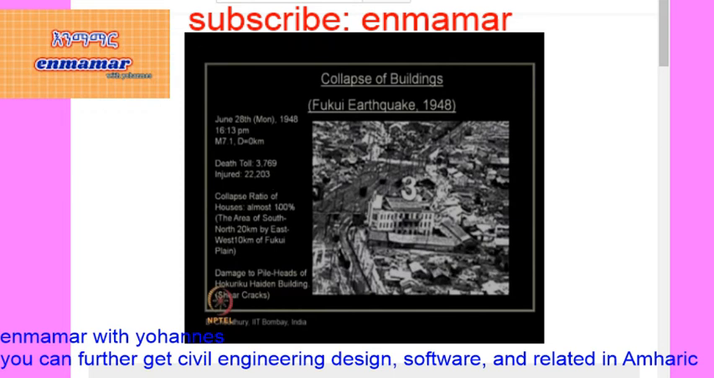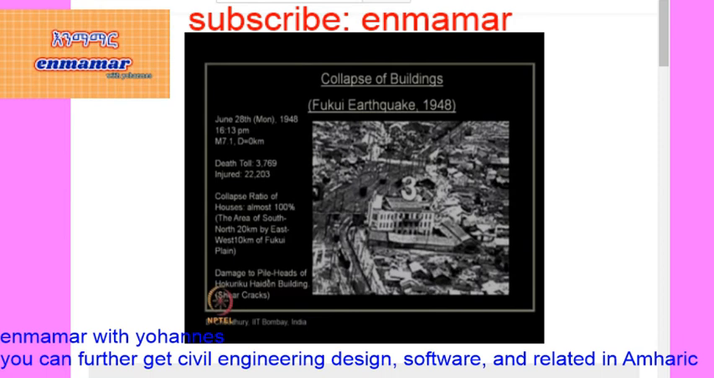So you can see in those days how much damage occurred. The collapse ratio of houses was almost 100%. That means almost all houses collapsed. The area was 20 kilometers south-north by 10 kilometers east-west of the Fukui plain. So from this epicentral point, these are the distances in the south-north direction by 20 kilometers and east-west direction by 10 kilometers. In the entire area, all the houses located there, 100%, collapsed due to the earthquake. There was also damage to pile heads of the Hokuriku Hayden building, and shear cracks occurred. So this is related to our geotechnical earthquake engineering.